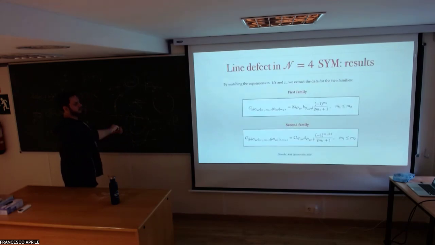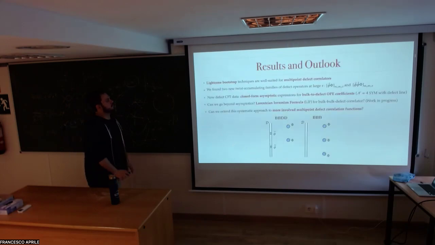In particular, by taking these two different crossing equations, and performing an expansion at all orders in 1 over x and z, we extracted the relevant data for both families. And here, since we are at all orders in 1 over x and z, we have two different labels attached to the double twist and the triple twist, meaning that we have both parallel spins and orthogonal spins applied to the operators. And this is a very nice formula. So, to conclude, let me say that these lightcone bootstrap techniques are well suited for multi-point defect correlators.